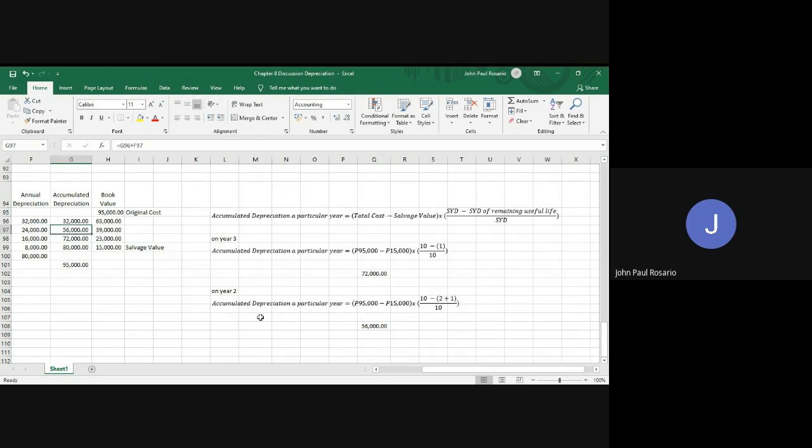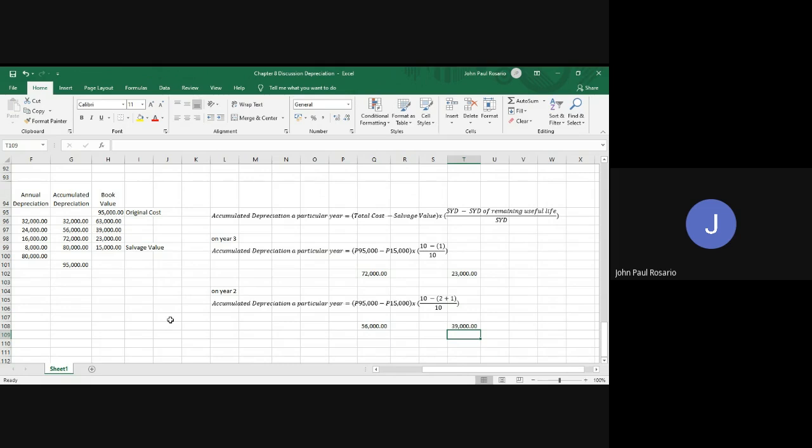Then you'll get 56,000, which is equal to here. Okay. So if you want to know what is the book value at a particular year, so for year 3, you just deduct this from your total cost. So your total cost is 95,000. You deduct this. So meaning you'll have 32,000 of book value at year 3, while on year 2, that's 95,000. Deduct from it this one. So the book value at the end of year 2 is 39,000.